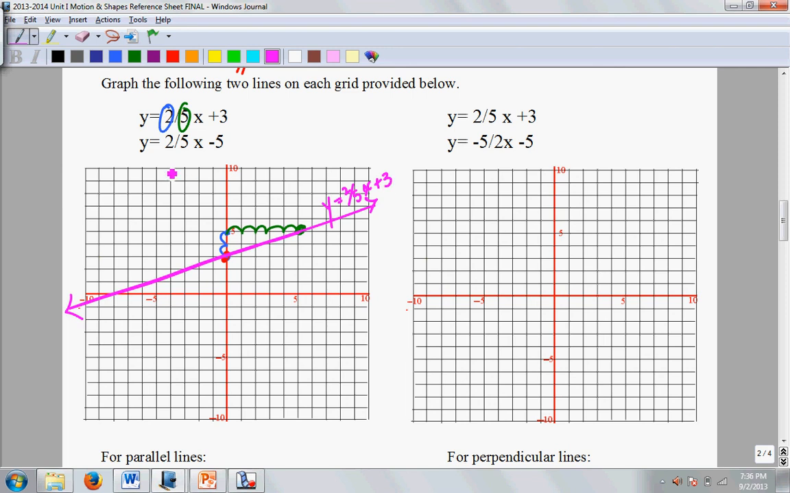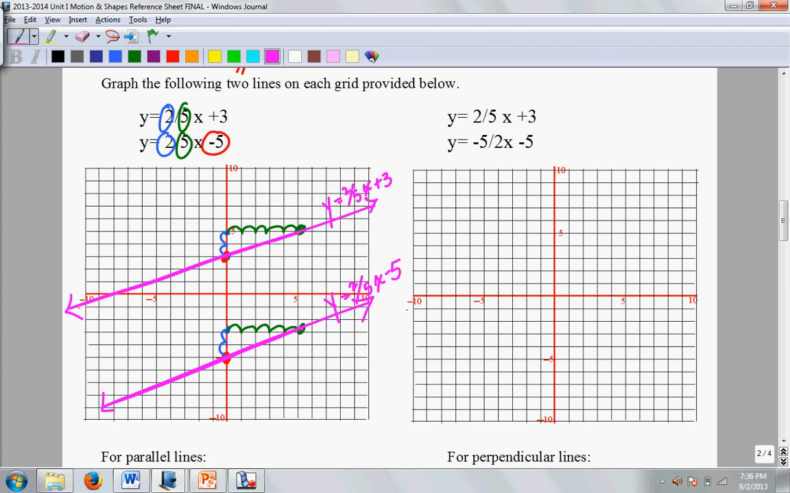Now let's graph the second one. y equals 2/5 x minus 5. So we start with the minus 5. That's right there. Our rise is 2. Our run is 5. We rise 2. We run 5. And this is y equals 2/5 x minus 5.